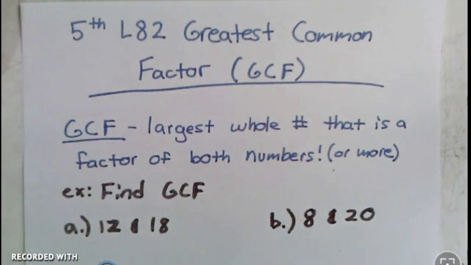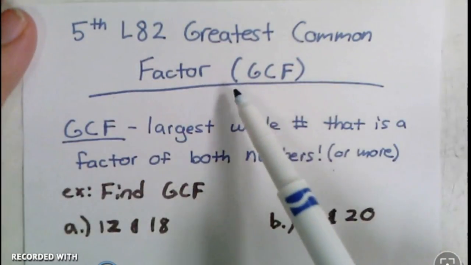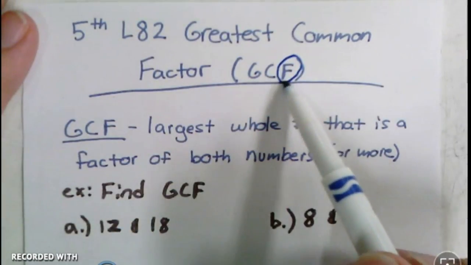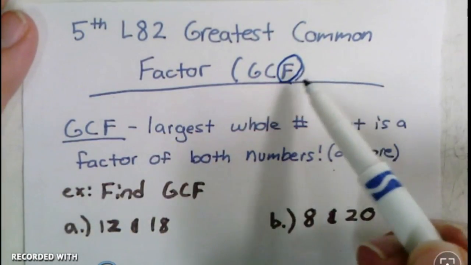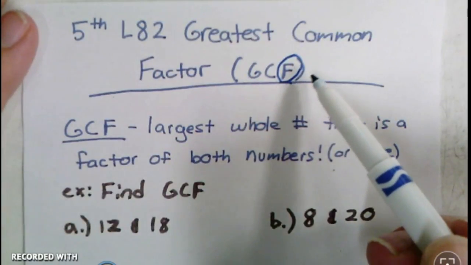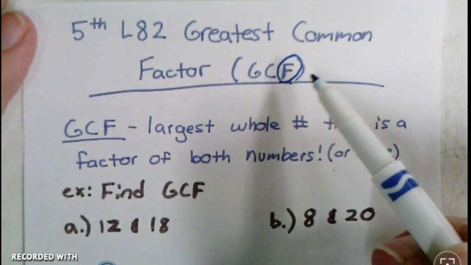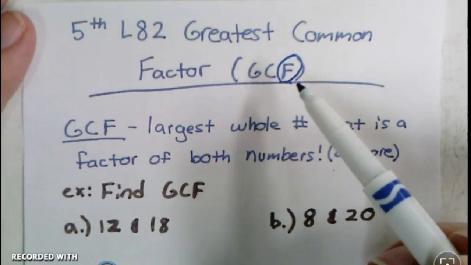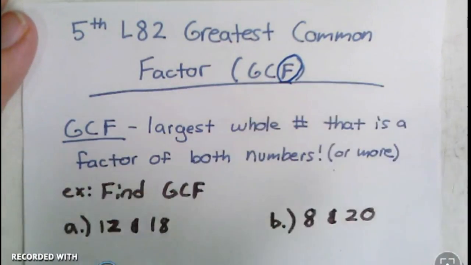Graders, and welcome to lesson 82 on the greatest common factor, which is also known as GCF. So remember that factors are going to be small numbers. They're going to be smaller than the number you started with. I've seen a lot of students mix up factors and multiples. So just keep remembering that factors are small.